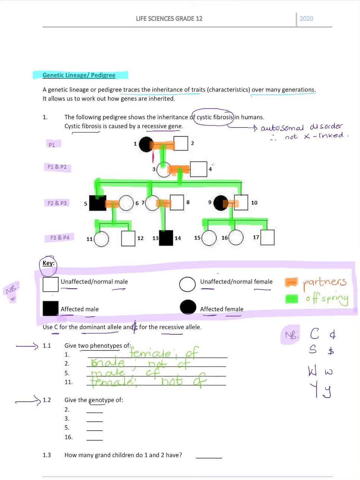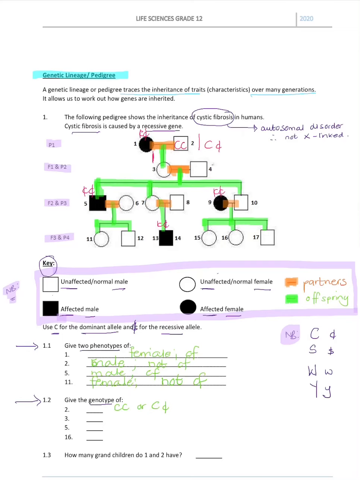Number 2 says give the genotype of each of the following. So if we have a look at all the shaded shapes, they will all have the genotype small c small c, because that phenotype can only be seen with recessive alleles. So let's have a look at number 2. Number 2 is unaffected, but we don't know whether it is the homozygous condition or the heterozygous condition. So number 2 could be either.